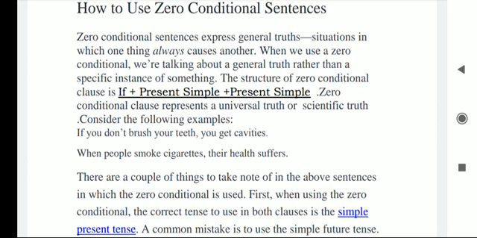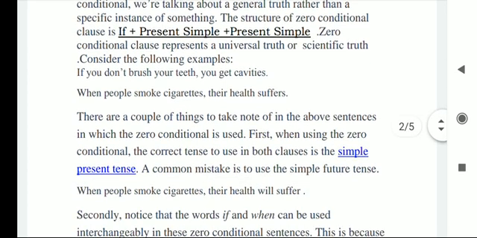When people smoke cigarettes, their health suffers. There are a couple of things to take note of in the above sentences, in which the zero conditional is used. First, when using the zero conditional, the correct tense to use in both the clauses is simple present tense.